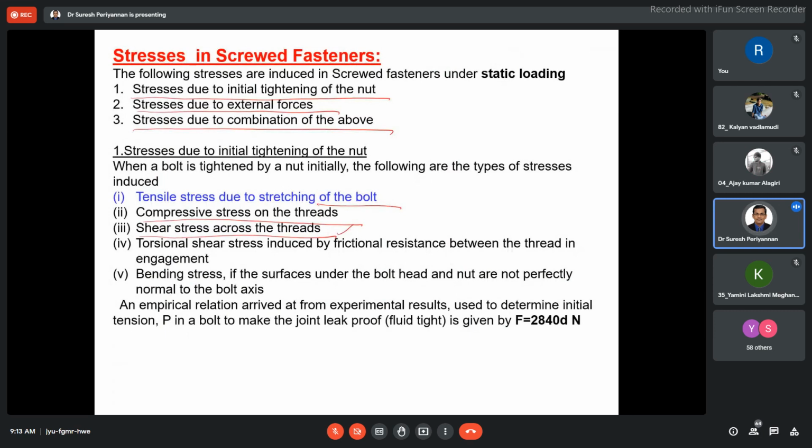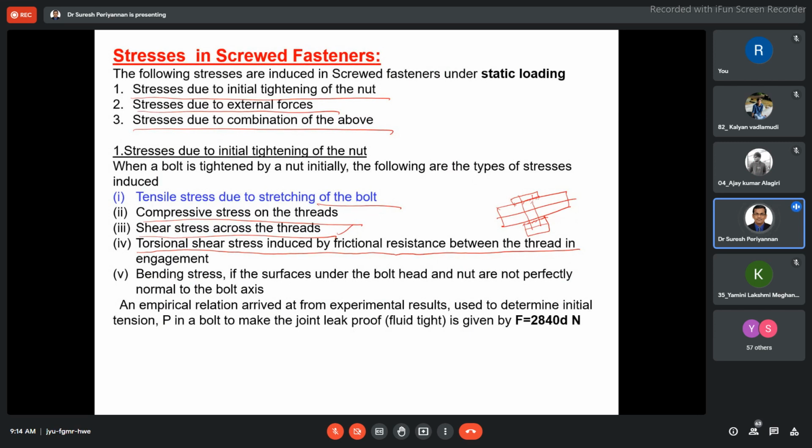Compressive stress, when does it happen? When you tighten the components together by tightening the bolt and nut, compressive stress is created in the threads. And torsional stress is induced by the frictional resistance between the thread and the engagement. When you are tightening the bolt and nut, torsional stress is induced. See, these are two plates, here is the bolt head and this is the nut. Torsional shear stress is created in these regions while tightening the bolt and nut, and afterwards as well.